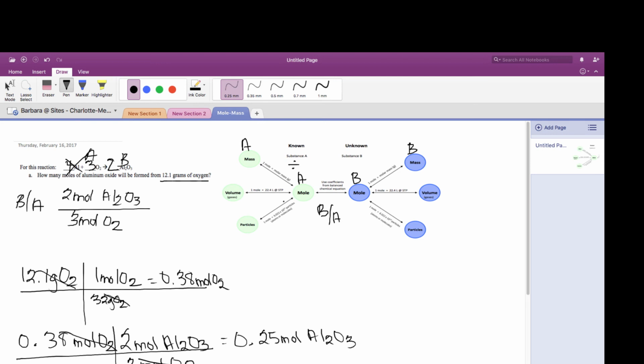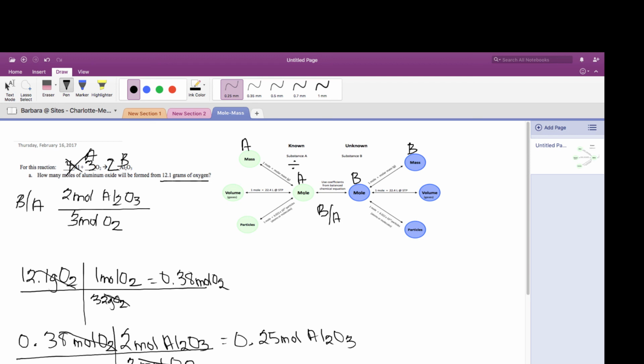Once again, let me summarize. The first thing you need to do is make sure you can identify your given and your unknown. Your given is A, your unknown is B. 12.1 grams of oxygen was given, and it's asking us to find the number of moles of aluminum oxide. I canceled out the aluminum because we don't use it in the problem. Looking at stoichiometry island, when we go from mass of A to moles of A, you divide by the molar mass. I have 12.1 grams of oxygen divided by the molar mass, which leaves 0.38 moles of oxygen.